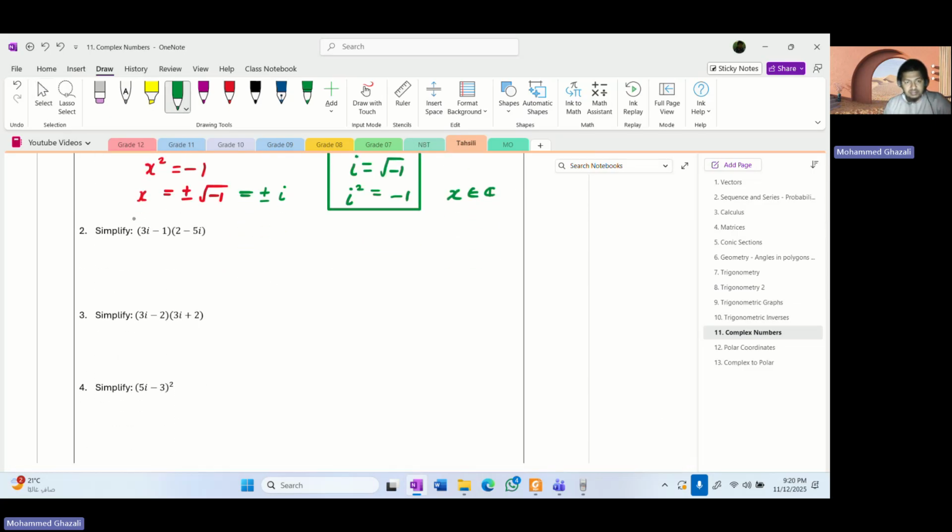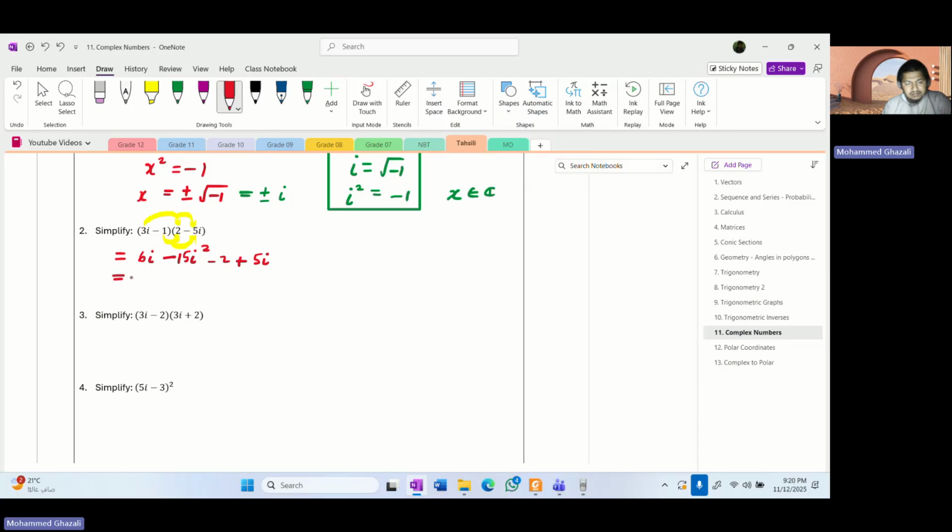So if you are doing simplification of complex numbers, remember you need to do products, multiply them out, right? Because it's two brackets with two brackets, you will end up with 4 terms. So 3i times 2 is 6i. 3i times minus 5i is minus 15i squared. 3 times minus 5 is minus 15, and i times i is i squared. Minus 1 times 2 is minus 2. And minus 1 times minus 5i is plus 5i.